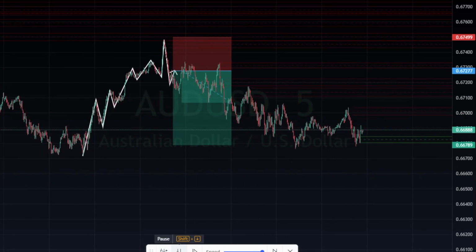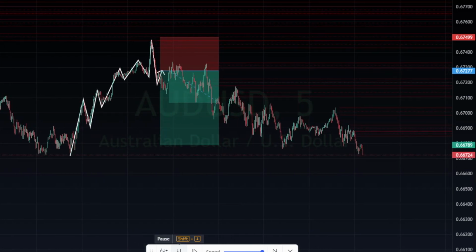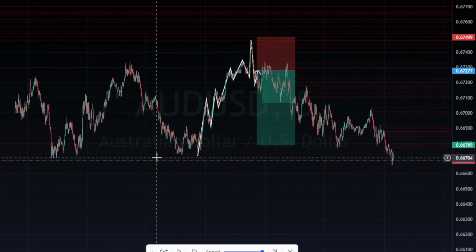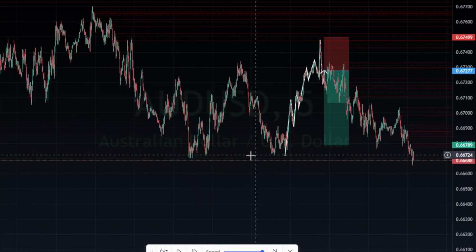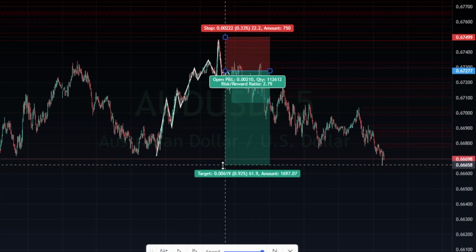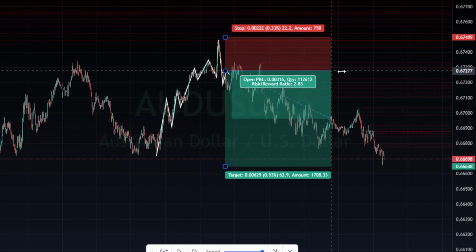Then I'd be holding like crazy. There we go. See, it took out these lows. That means they're not protecting these lows, right? So at this point, we're already at a 1 to 2.83.